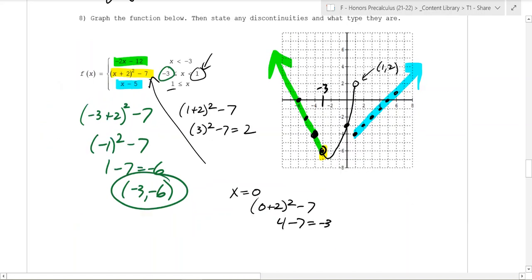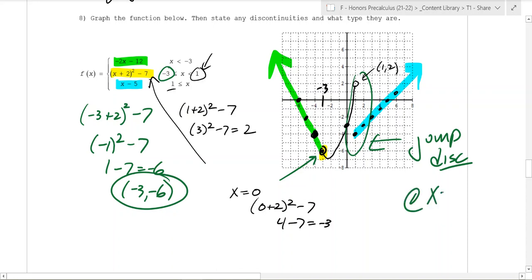So you need to answer the rest of the question. What are the discontinuities? Well, where do you have to pick up your pen if you were drawing this? Well, it joins right there, but you do have to pick it up here. There is a jump discontinuity right there. There's a jump discontinuity at x equals 1.